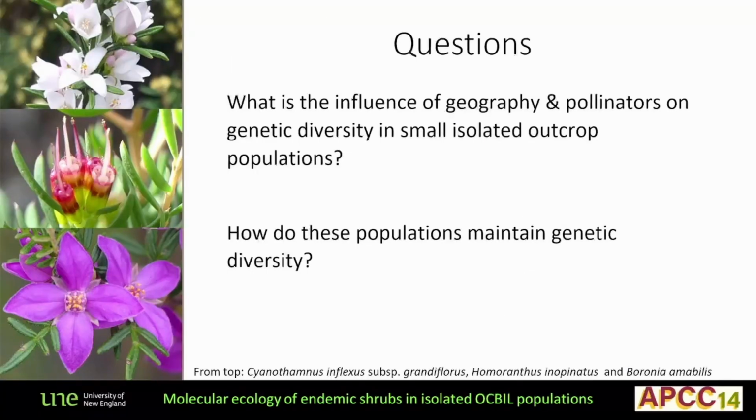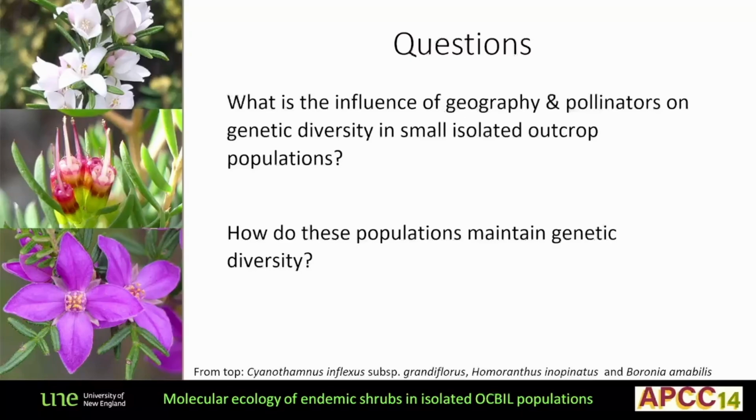So the questions I'm looking at, as well as the influence and geography of pollinators, are genetic diversity in small isolated outcrop populations, and how these populations maintain genetic diversity. If we look at these terrestrial islands, especially with these shrubs, they have invertebrate pollinators, and these pollinators may not travel too far, so you may not get pollination gene flow between the outcrops.